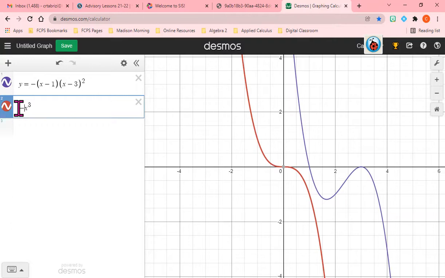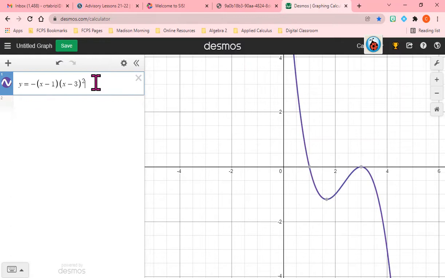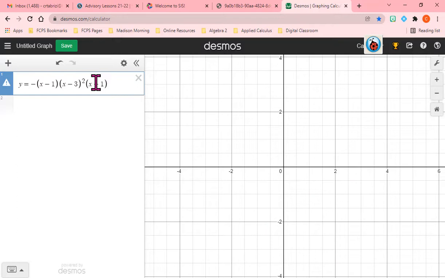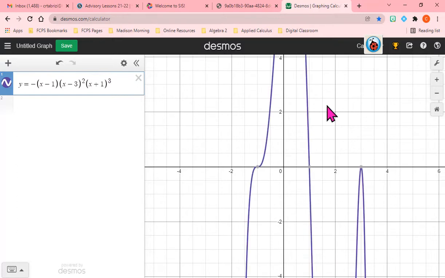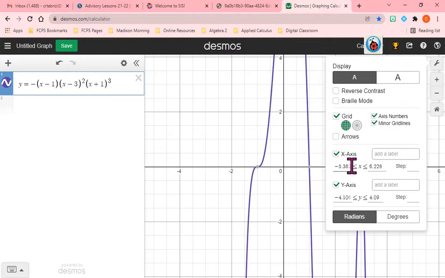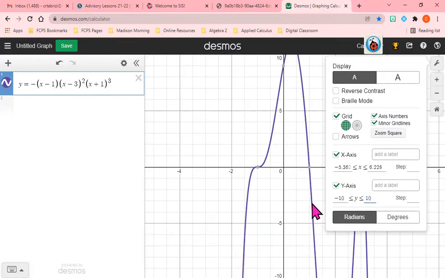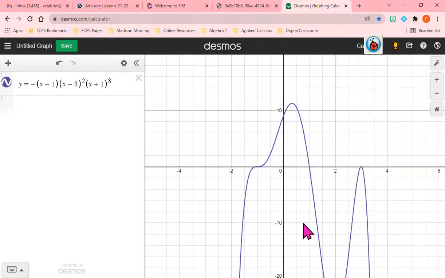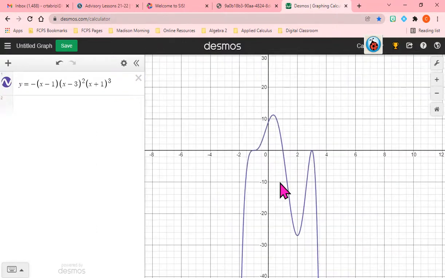So what we're going to do is graph some of them. I'm going to add one more piece here. What would a cube be? Parentheses x plus 1, parentheses, power cubed. Now I'm going to change my axes just a little bit so that we have a better picture. And you'll notice that on the grid that I gave you, okay, there's a good picture. I was trying to see everything.